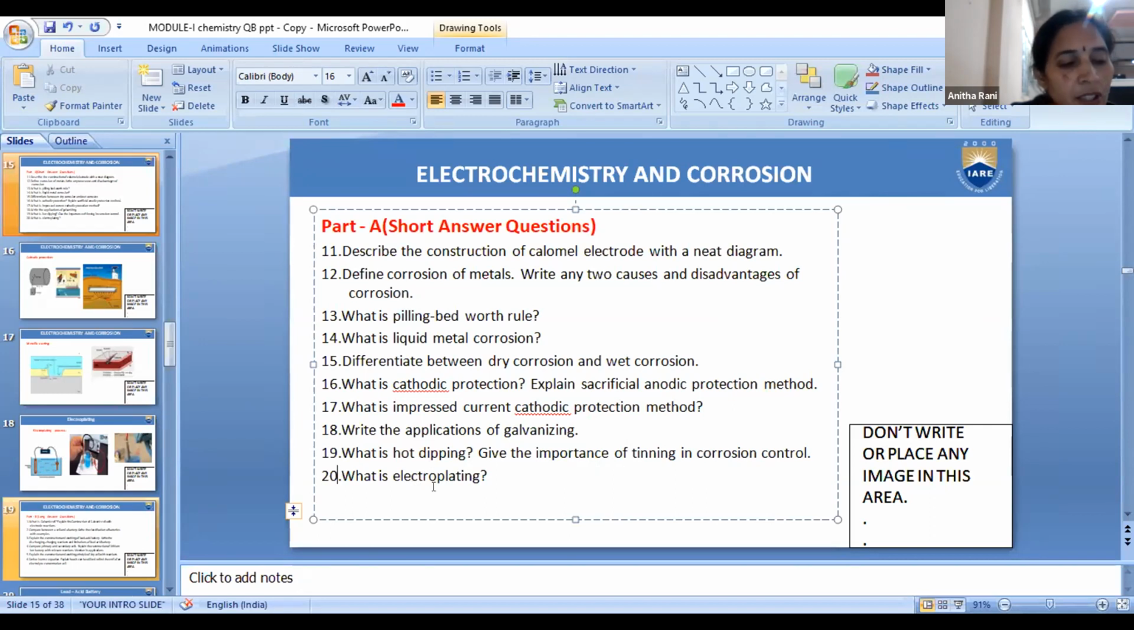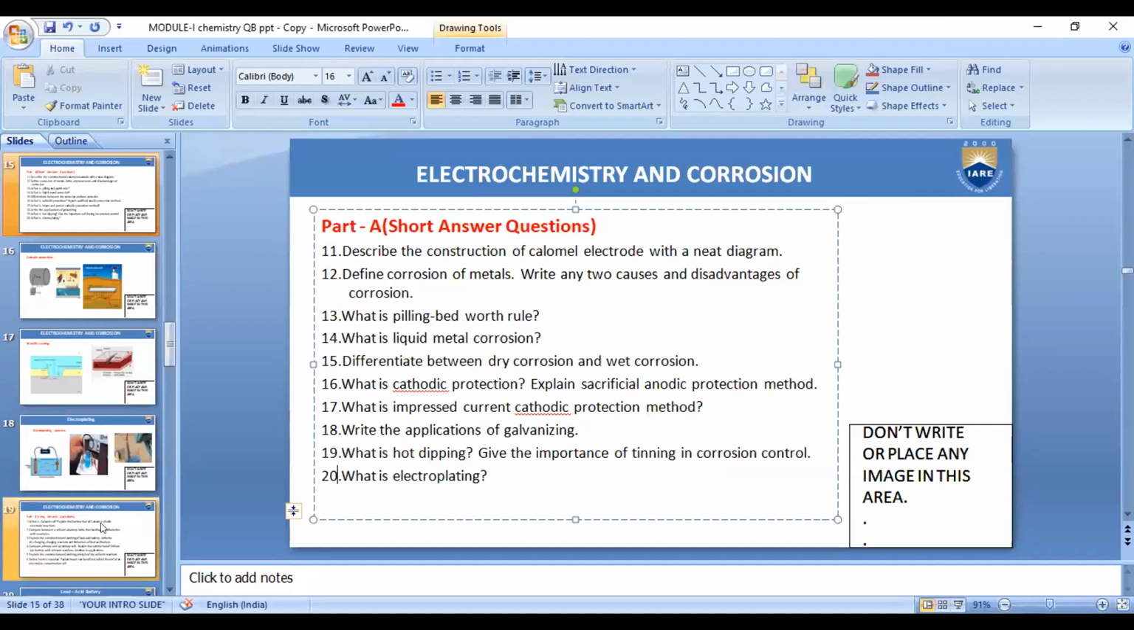Students, what is electroplating? Depositing of coating metal on the surface of the base metal by the process of electrolysis. Students, what is electrolysis? Electrical energy is converted into chemical energy.